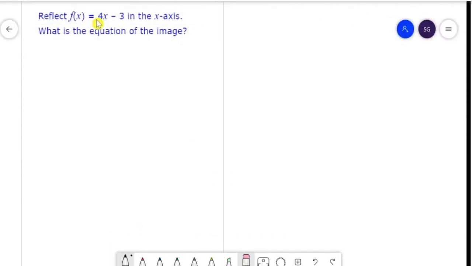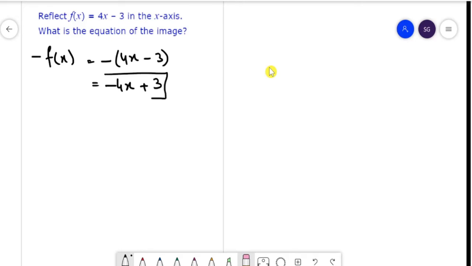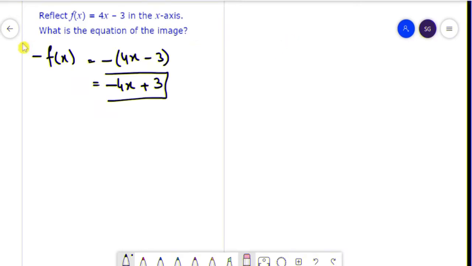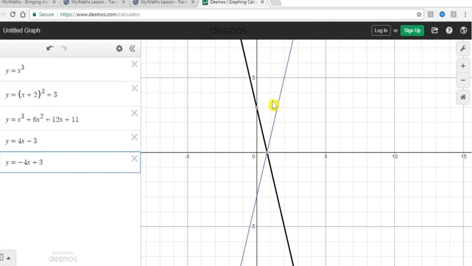It says reflect f of x in the x-axis. Remember, when we have to reflect in the x-axis, it's simple. Reverse the sign of the output or the whole function. I will do minus times f of x. When you multiply by a negative, it simply reverses the sign of every term. And there we are. Now let's verify. The purple one is the original graph, and now this is reflected in the x-axis. The x coordinate remains the same, and the y values are reversed in sign. So that's correct as well.